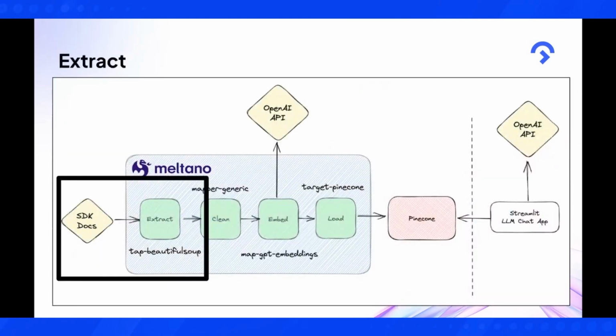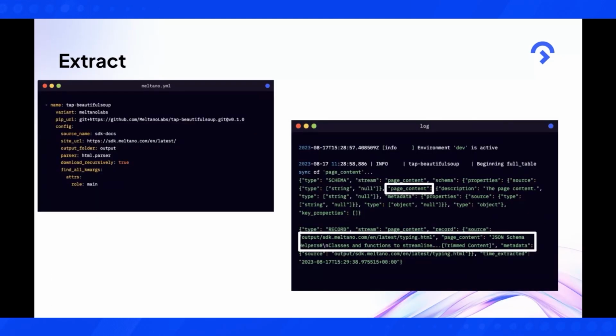But I'll zoom in on each part of this, and I'll start with the extract piece. You can see the Meltano YAML file on your left.